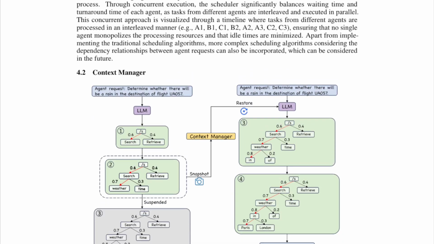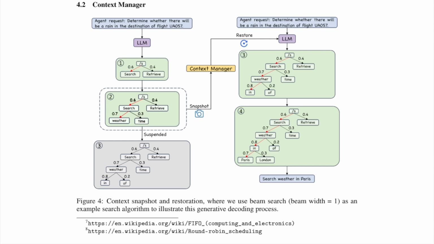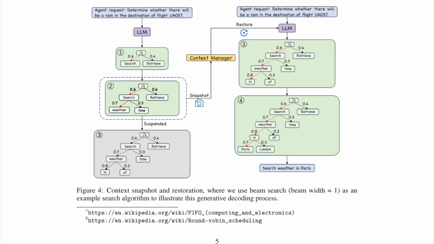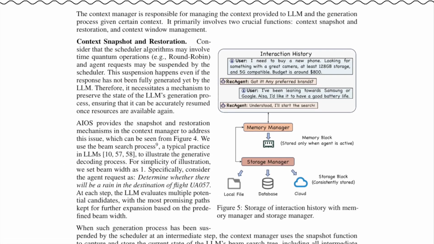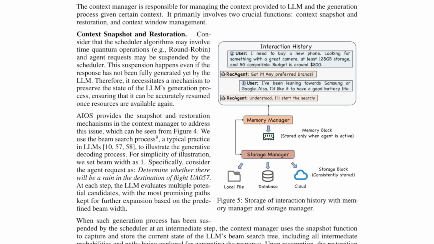4.2 Context Manager. Figure 4, Context Snapshot and Restoration, where we use beam search, with beam width equal to 1, as an example search algorithm to illustrate this generative decoding process. The Context Manager is responsible for managing the context provided to the LLM and the generation process given certain context. It primarily involves two crucial functions: context snapshot and restoration, and context window management.